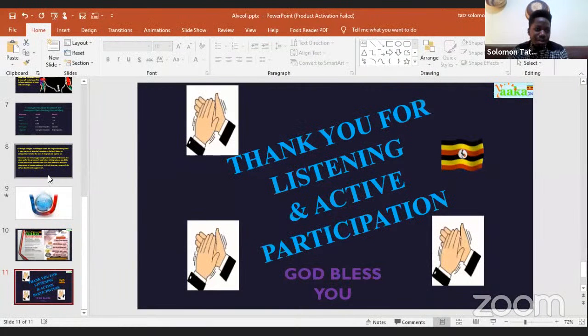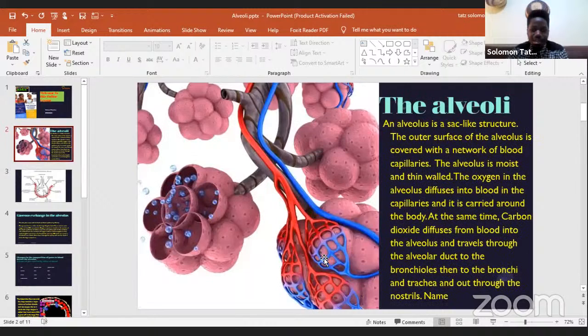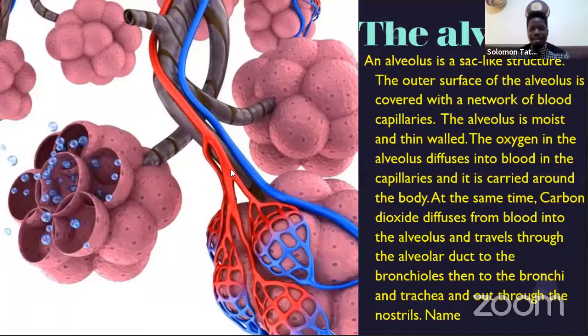Started on the wrong slide. Okay. So today we'll be looking at the alveoli. I don't know if you were around last time. We looked at gaseous exchange in mammals. Do you remember anything about that? Peter has also joined us.